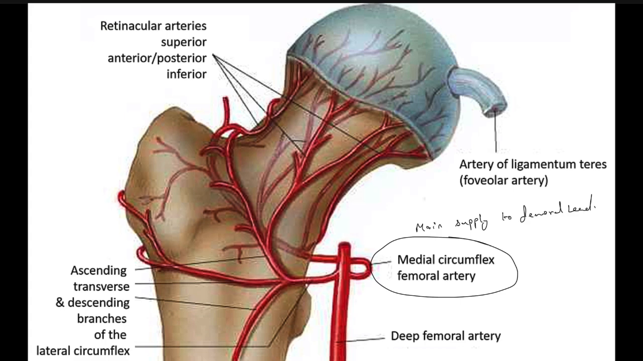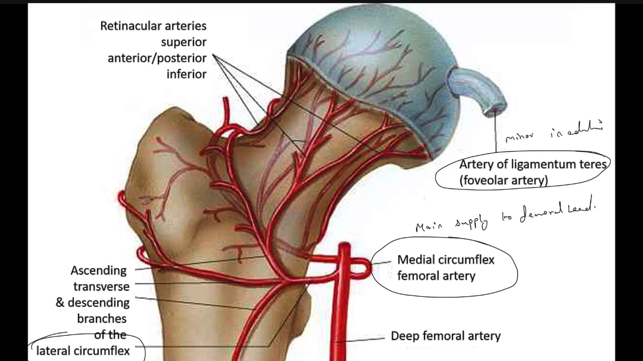And next we can see the lateral circumflex femoral artery. This is the branch of the ascending and descending branch of the lateral circumflex femoral artery, and we can see the artery of ligamentum teres, also known as the foveolar artery. This is minor in adults.